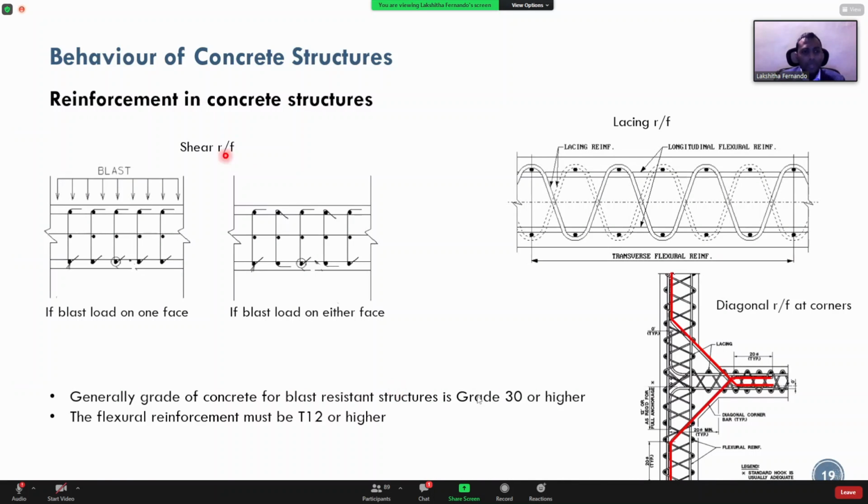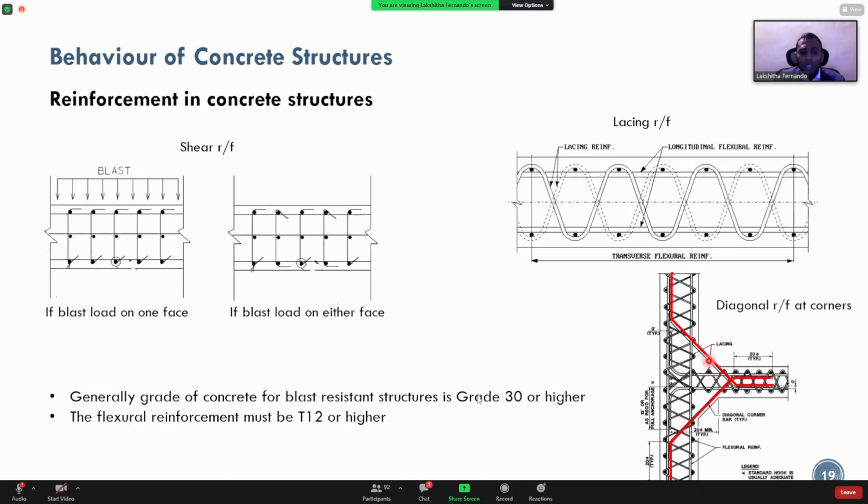For the shear reinforcement, generally we have the single hook shear reinforcement if the blast load is from one side, but if we're expecting blast loads from both sides, then we need to have our hooks on both sides to make sure we don't create any failure planes. But now this idea of lacing reinforcement is where it's like a spiral that connects our flexural reinforcement. This is a much stronger connection between our flexural tension and compression reinforcement than the shear reinforcement. You will get this for both the longitudinal and the transverse reinforcement. So lacing is a very important aspect if you're designing blast resistant structures using reinforced concrete.